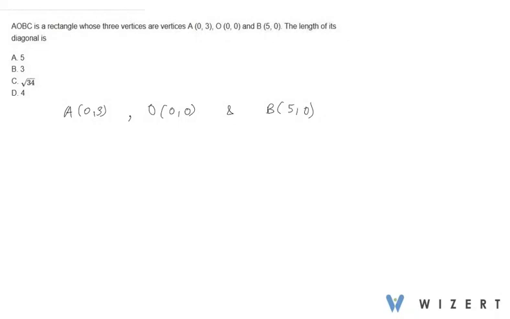Since rectangles have both diagonals of equal length, we can find one diagonal, that is diagonal AB, and the length of that diagonal will be the required answer. So let's see. Length of diagonal AB is nothing but the distance between points A and B.